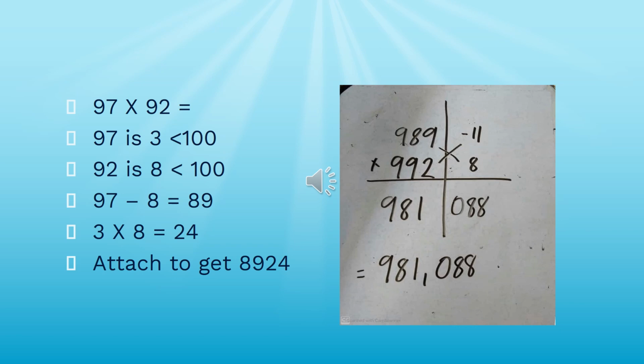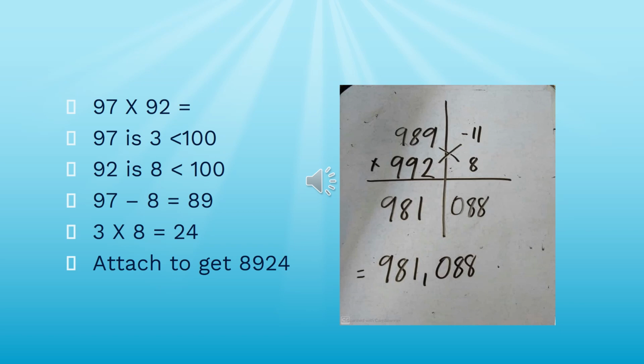The final step would be to annex or attach these two partial products. So we will connect 89 and 24. Hence we have 8,924 as our final answer.